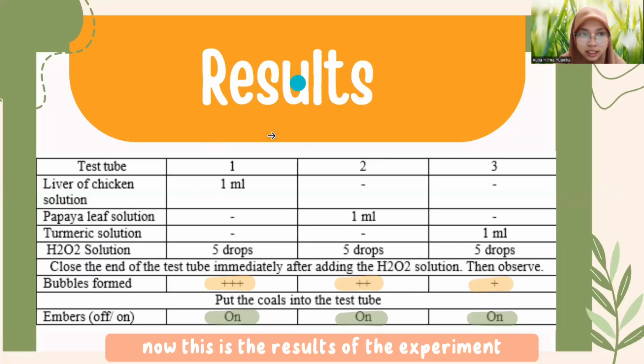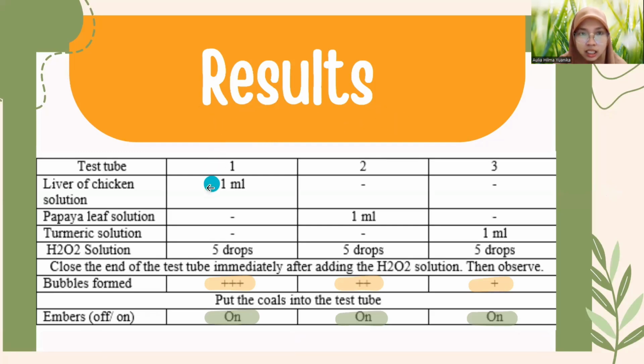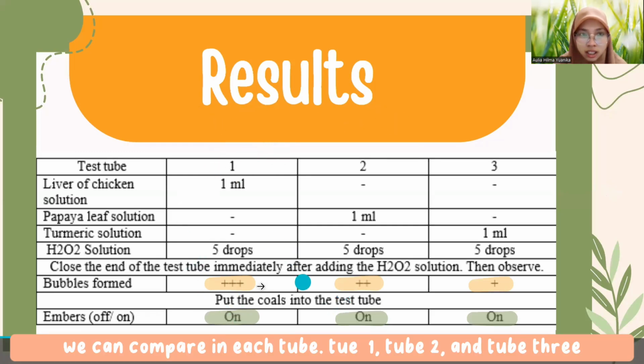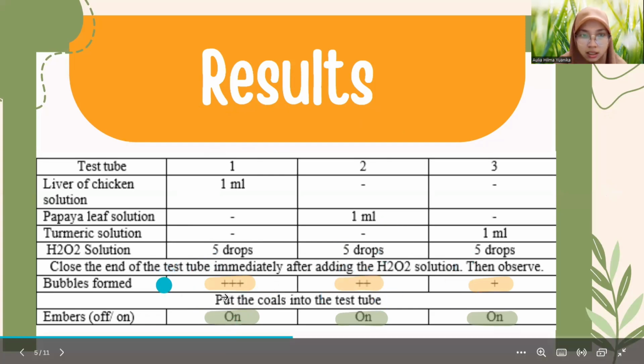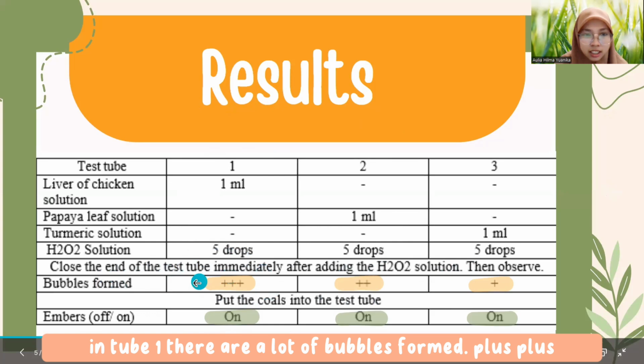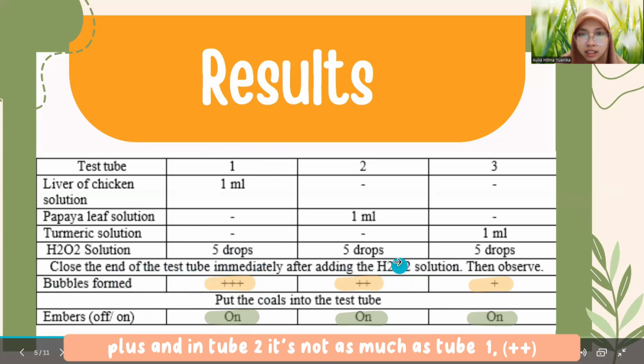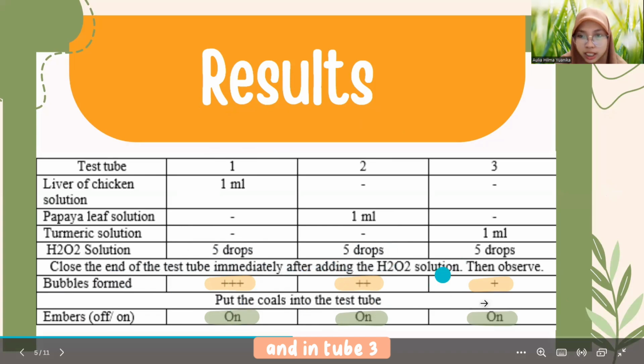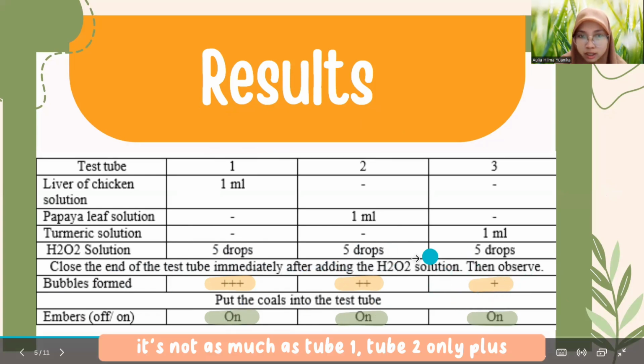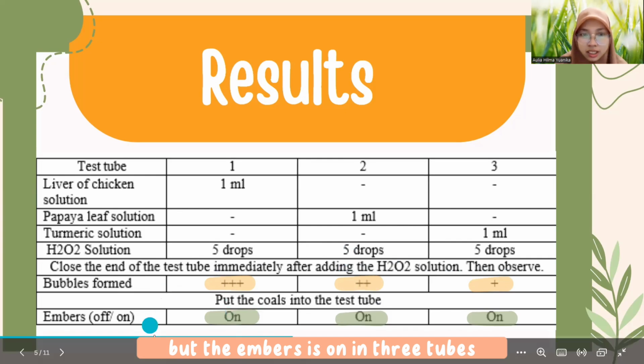Now, these are the results of the experiment. We can compare each tube: tube 1, tube 2, and tube 3. In tube 1, there are a lot of bubbles formed, plus. In tube 2, it's not as much as tube 1, plus. And in tube 3, it's not as much as tube 1 or tube 2, only plus. But the embers are on in all 3 tubes.